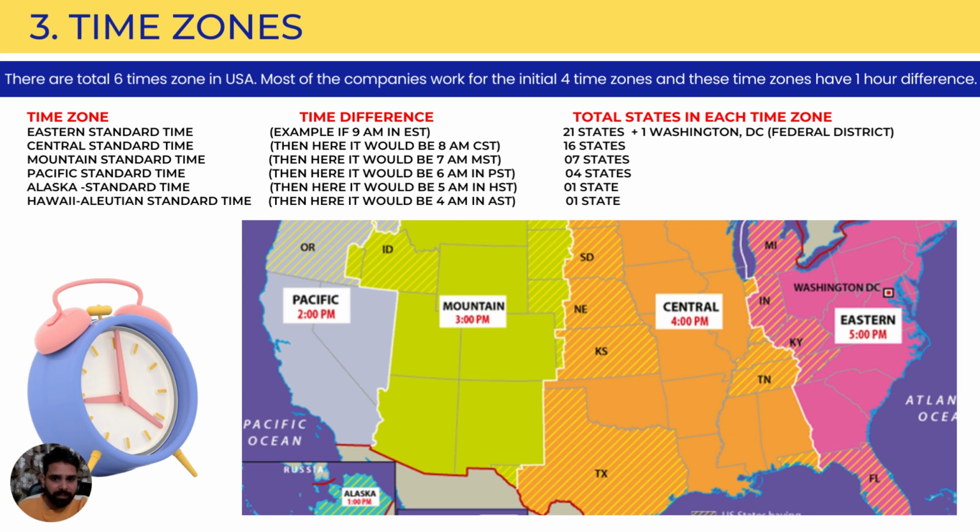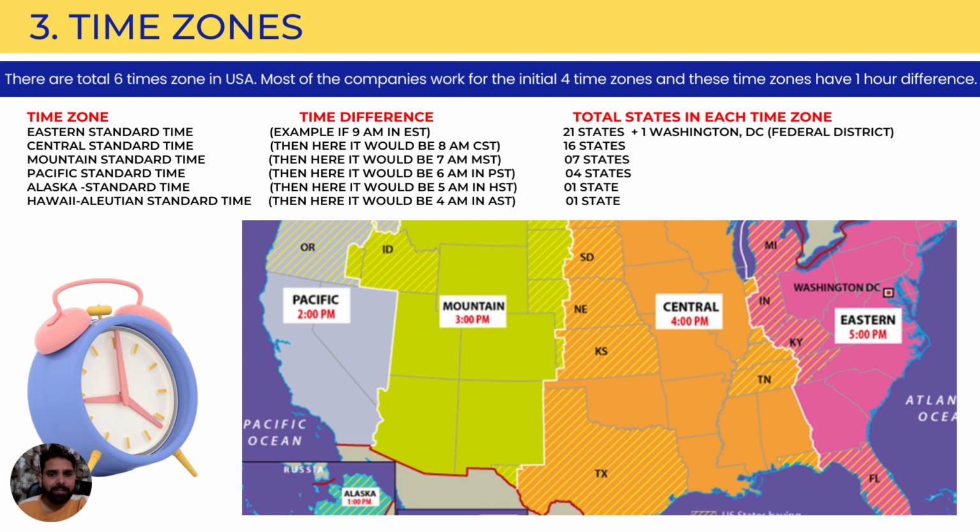If you look at the map, there is a 1 hour time difference in each time zone. If it is 1 p.m. in Alaska, it should be 2 p.m. in Pacific time zone, 3 p.m. in Mountain, 4 p.m. in Central, and 5 p.m. in Eastern. So I hope it is clear that there is a 1 hour time difference for each and every time zone.